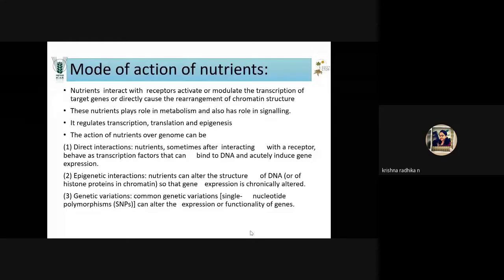Epigenetic interactions. Nutrients can alter the structure of DNA or of histone proteins in chromatin so that gene expression is chronically altered. Genetic variations. Common genetic variations like single nucleotide polymorphisms can alter the expression and functionality of genes.